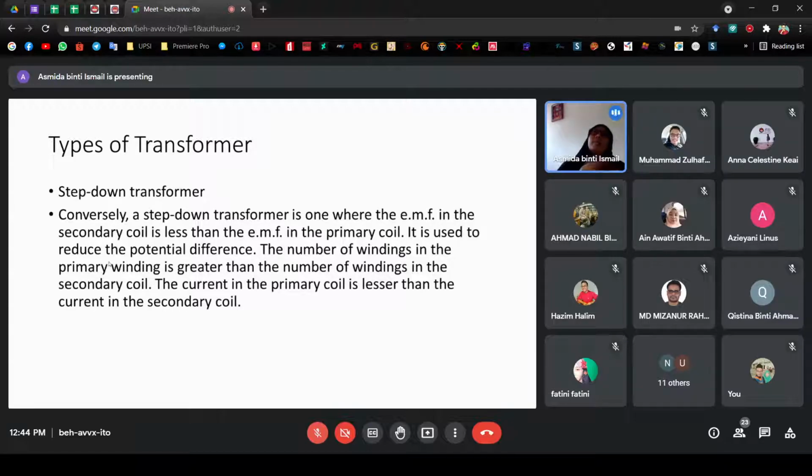Means that if you have a huge value of voltage or current, you want to reduce it, you use a step down transformer. For example, if you have 100 volt, you want to convert it into 5 volt, so you use a step down transformer. Okay, so step down transformer ni digunakan untuk menurunkan arus ataupun menurunkan kita punya nilai voltage.